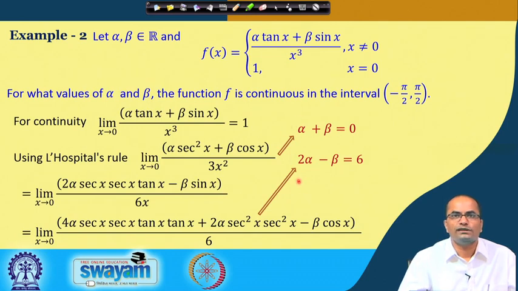So, if we solve these two equations, alpha plus beta is equal to 0 and 2 alpha minus beta is equal to 6, we will get that alpha is equal to 2 and beta is equal to minus 2. So, for these values of alpha and beta, this function will become continuous, or in other words, this limit of (alpha tan x plus beta sin x) over x cube will become 1. The function was defined as 1 at x equal to 0.